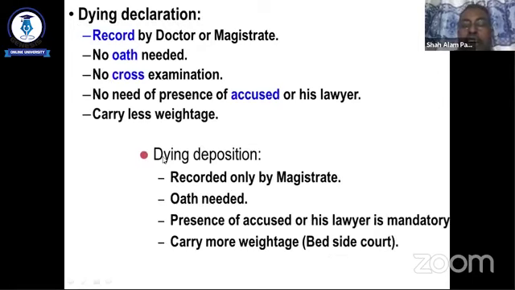Dying deposition is recorded only by magistrate, oath needed, presence of accused or lawyers mandatory, carries more weightage. This dying deposition is known as bedside court, because like a court, here cross-examination also occurs and it carries more weightage.